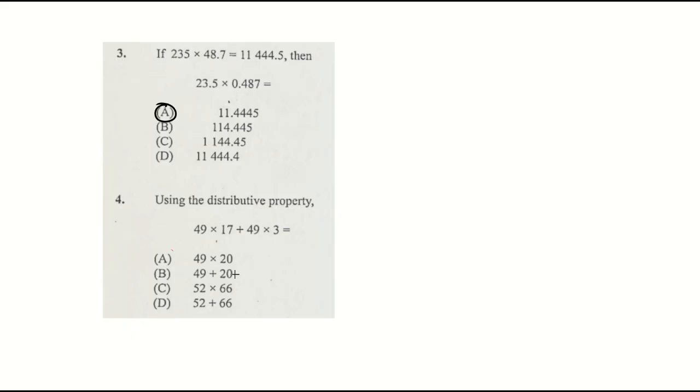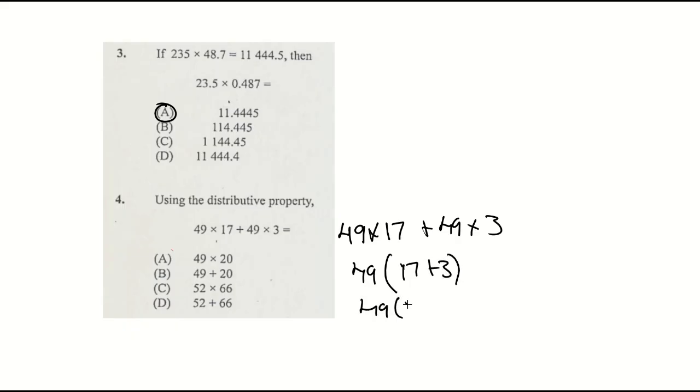Using distributive properties, 49 multiplied by 17 plus 49 multiplied by 3 is, what do they have in common? 49, open bracket, multiplied by 17 plus 3, which is 49 multiplied by 20. So the answer is B.